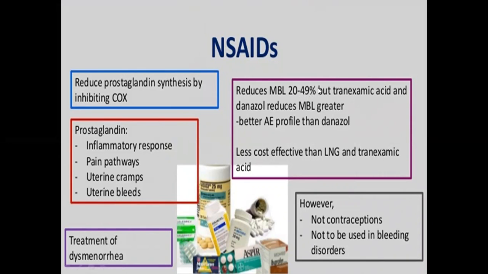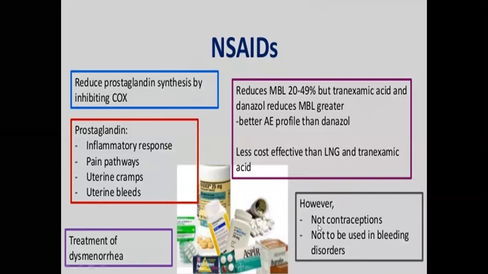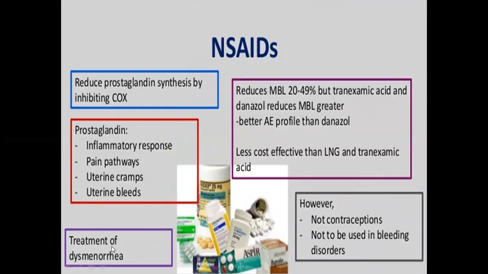So which is better, which is superior? Tranexamic acid is better, that is 40 to 60%. But tranexamic acid and danazol reduce the MBL greater, but we are not using danazol. It is less cost effective than tranexamic acid and Mirena. It does not have any contraceptive effects, and it is not to be used in bleeding disorders. You please remember, in coagulopathies, we should not use non-steroidal anti-inflammatory drugs, but it relieves dysmenorrhea, unlike tranexamic acid. This mefenamic acid controls bleeding and also abdominal pain.